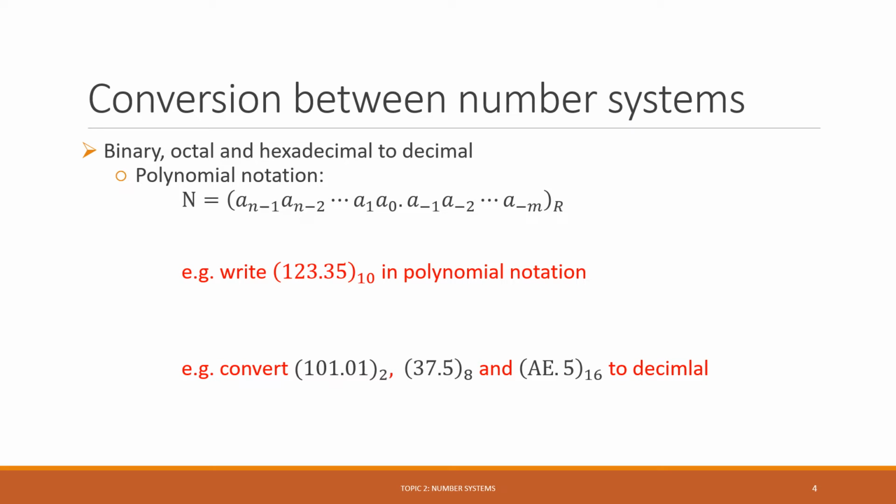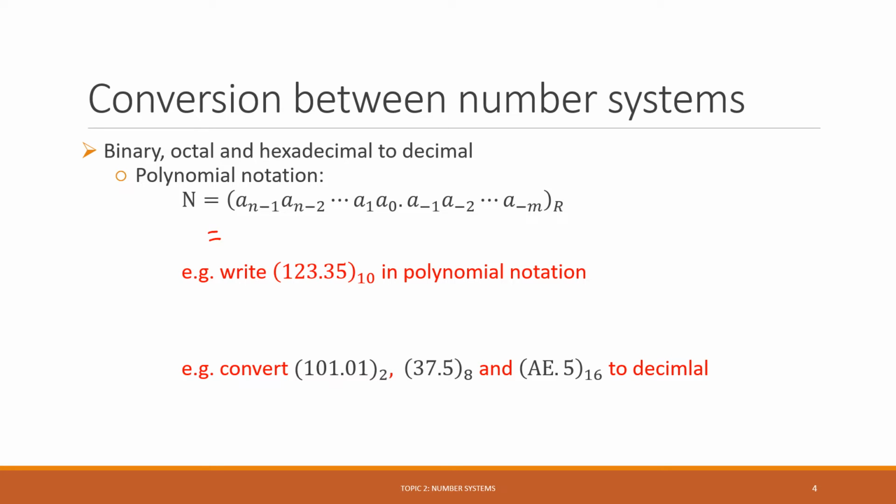Okay, now we know how to count. Then let's talk about how to make conversions among different number systems. Let's start from the easy one: converting from binary, octal, or hexadecimal to decimal. To do that, we need to know a special representation called the polynomial notation of the positional number. If you remember, this is the general form for the positional number, and let's write it in the polynomial form.